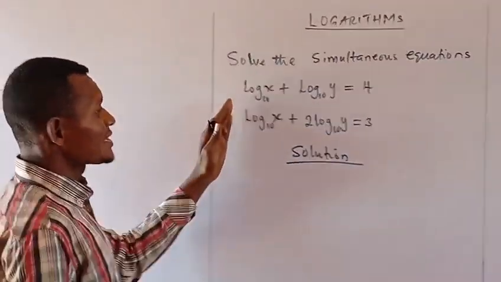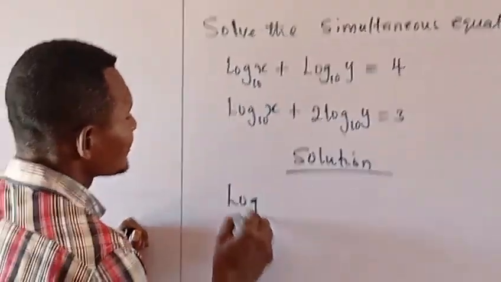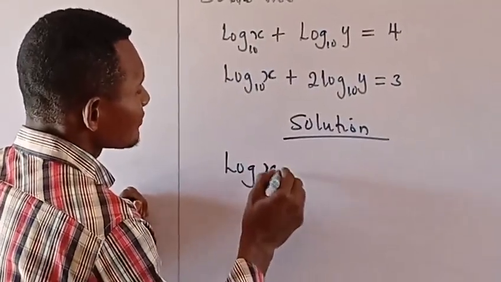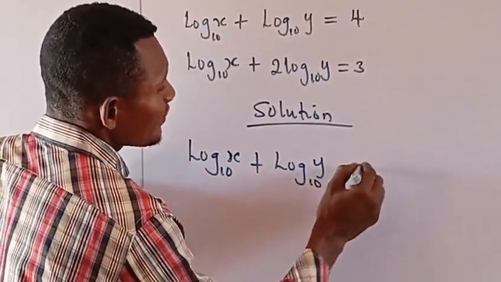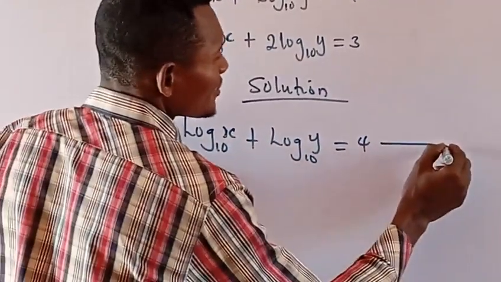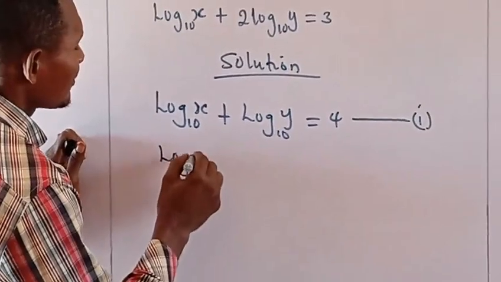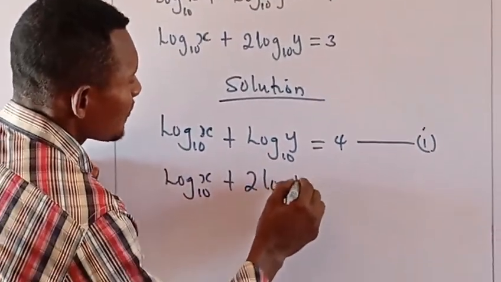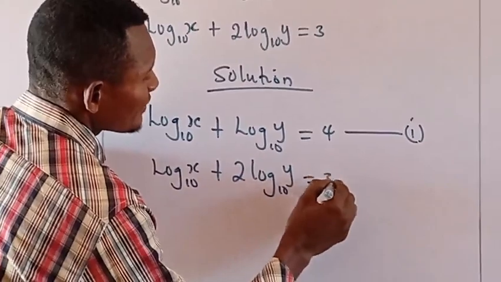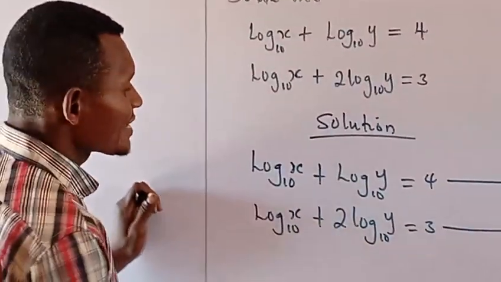Now we are going to label these equations as equation 1 and 2 respectively. So we have log x to the base 10 plus log y to the base 10 is equal to 4. That is equation 1. We have log x to the base 10 plus 2 log y to the base 10 is equal to 3. We label this one as equation 2. So solving simultaneously, we are going to solve them one after the other.